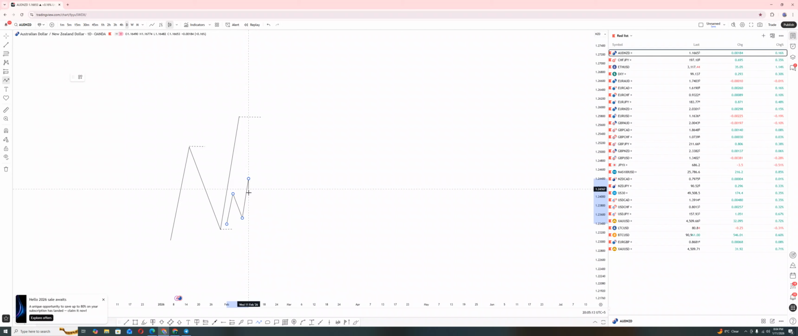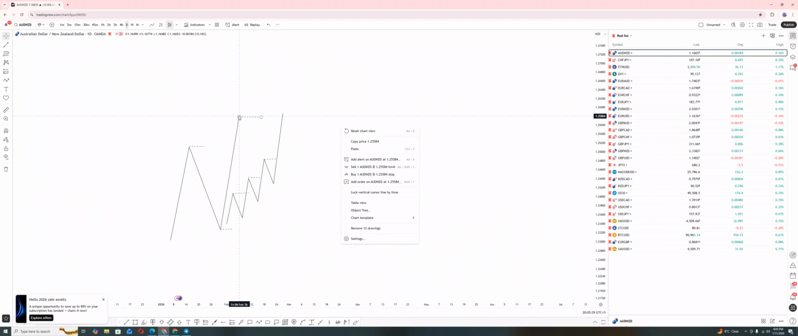with bullish breakout structure like this. In this move we have a bullish breakout structure, like this is your bullish breakout structure, this is your bullish breakout structure, and this is your bullish breakout structure on this move.